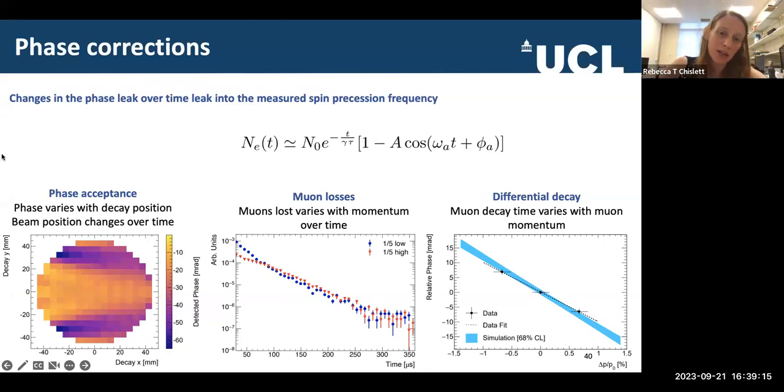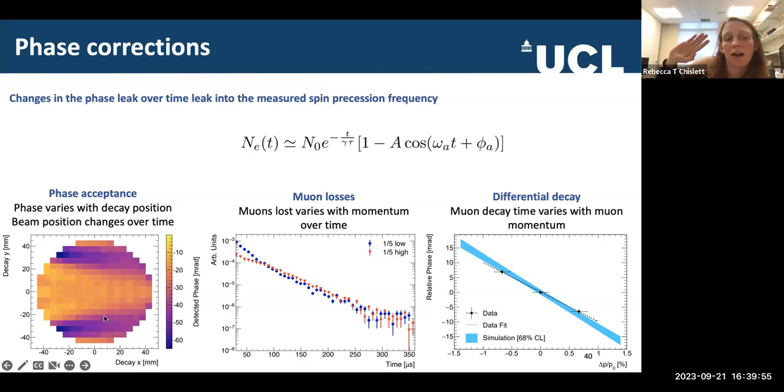Then there were the 3 other corrections to the spin precession, which are all to do with the phase. So the basic fit is this, and so in this oscillation, you have the spin precession frequency, but you also have this phase, which is the phase of the muon at injection. But if this phase were to change over time, then that would leak into the measurement of the spin precession frequency. So we need to account for any variations in the phase that change as a function of time. So the first one we call the phase acceptance.